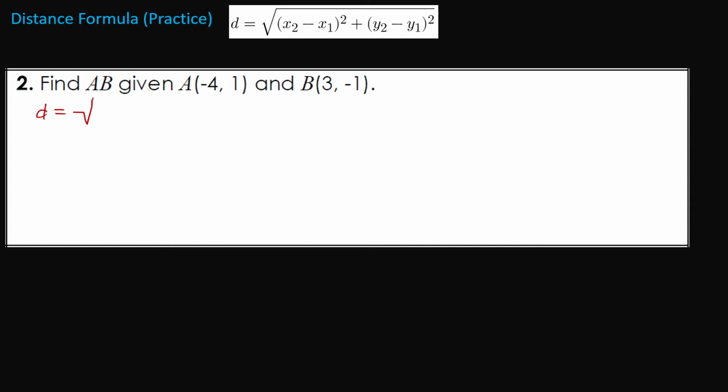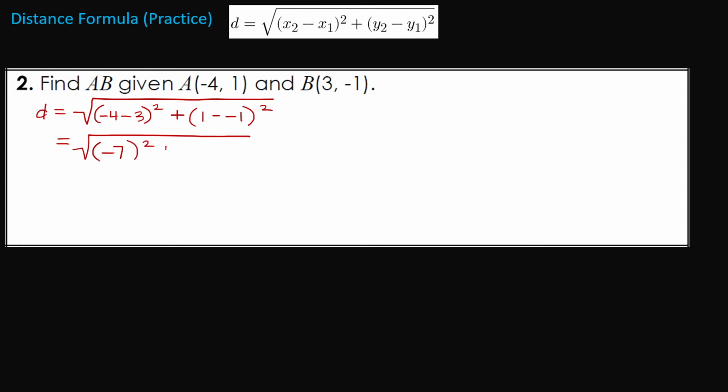Distance is equal to the square root of the difference between the x values squared, so -4 minus 3 squared, plus the difference in the y values squared, so 1 minus -1 squared. And I'm going to simplify. Start by simplifying what's in the parentheses. -4 minus 3 is -7. 1 minus -1 is 2.